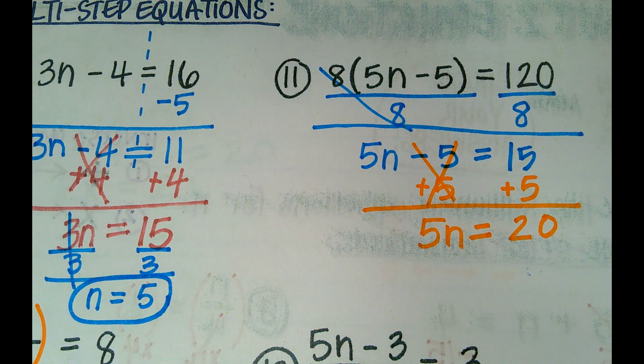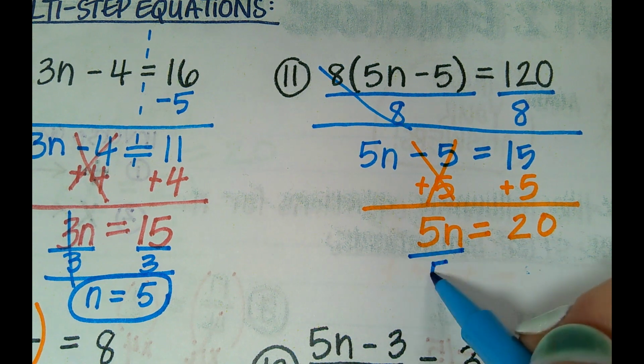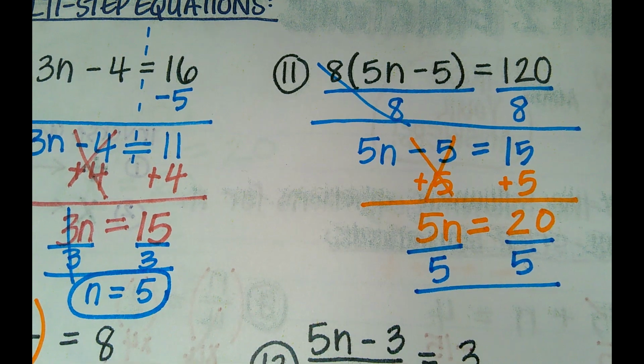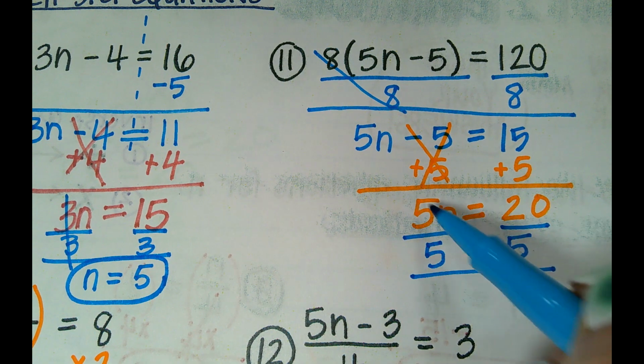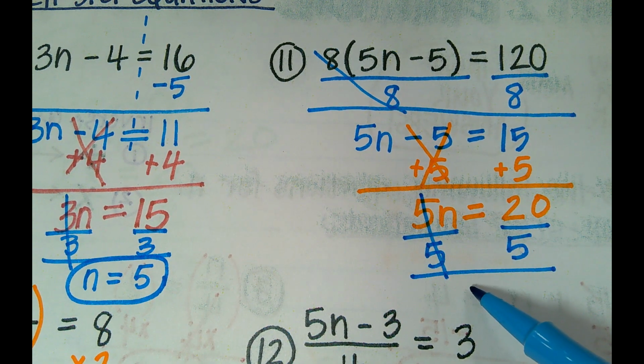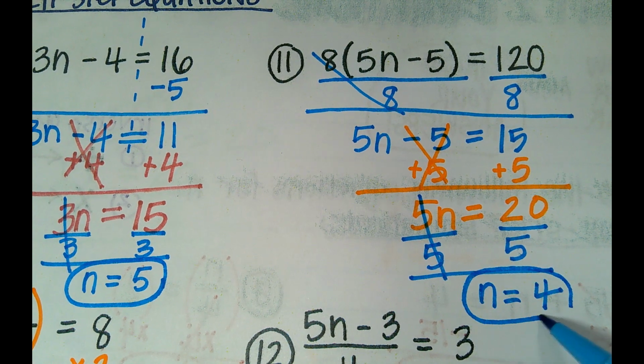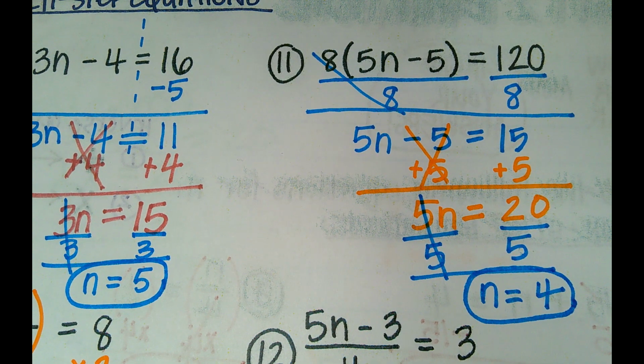Girl, you're on fire. Okay. Divide by 5. I love it. We got how many times? 4 times? Uh-huh. Okay, and that's n equals 4. 4, right? Yes. N equals 4. Oh, ladies, they're cooking with gas. All right, love it. So that is number 11.